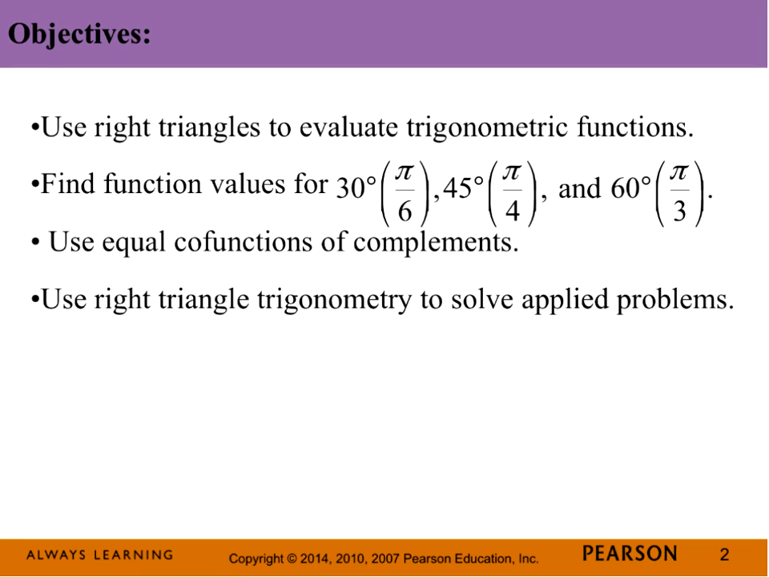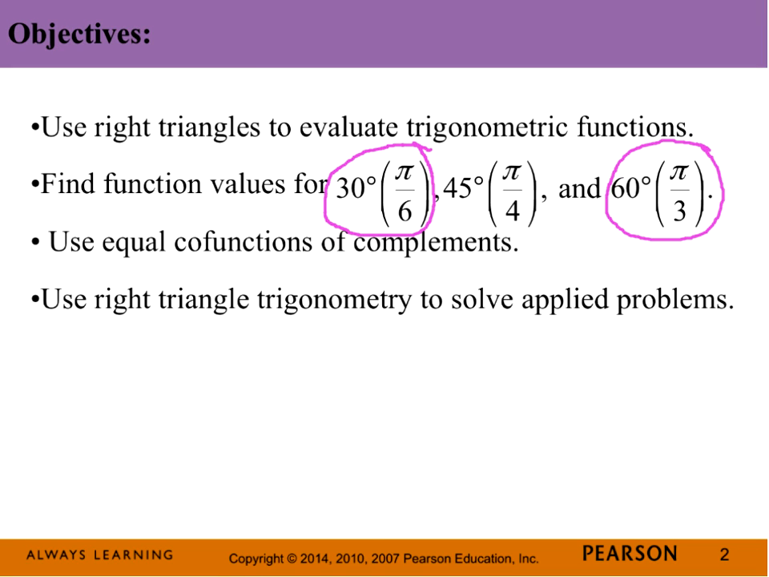So we have the 30, 60, 90 triangle, which will cover both 30 degrees and pi over 6, and 60 degrees and pi over 3. And then we have the 45, 45, 90 right triangle as well, which is an isosceles triangle that we're going to look at.